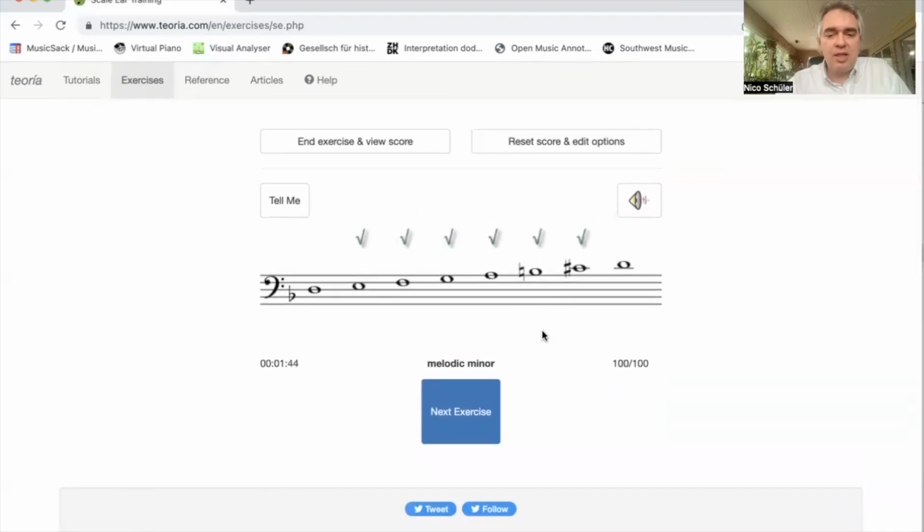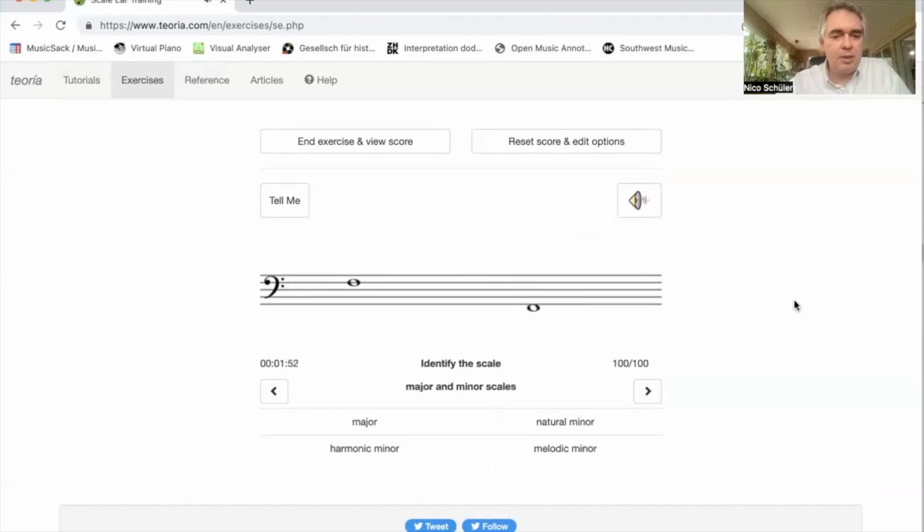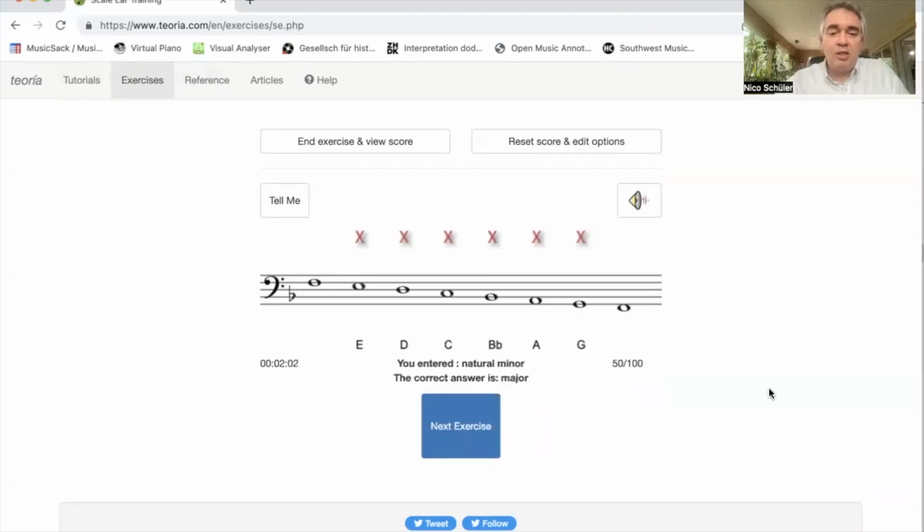Let me click on next, and I will make a mistake because I want you to see how that looks like. So this is clearly a major scale, but let's say I say natural minor. Then it will show me that I was wrong, that I entered natural minor, but the correct answer is major. And so if you ever have a wrong answer, don't just go to next exercise. You need to exploit making a mistake. Making a mistake is great because you can learn from it.